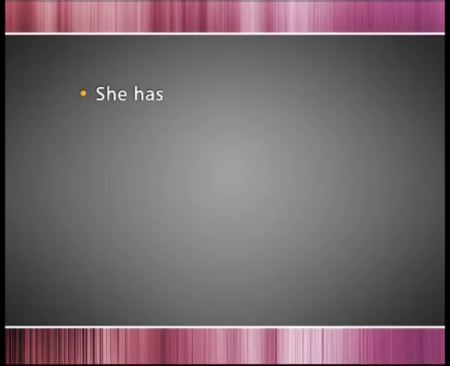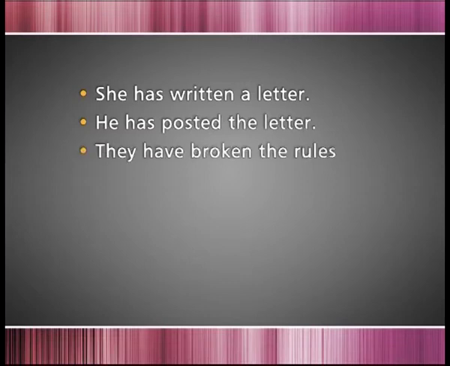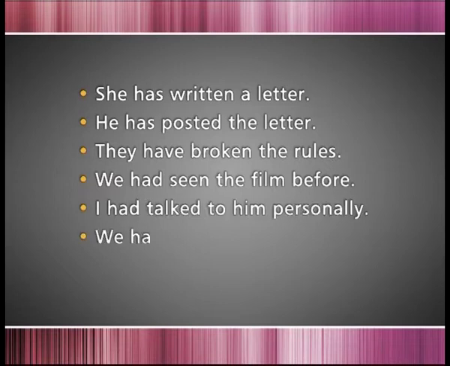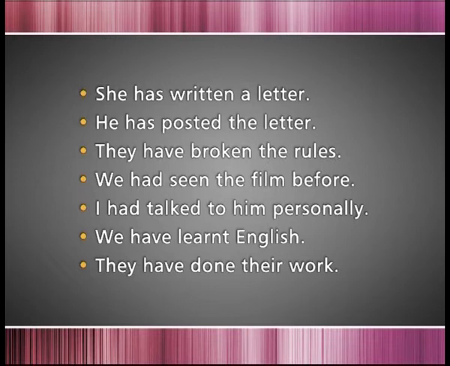The past participle form. This is the form the verb takes when it combines with the auxiliary have to form the present perfect or the past perfect tense. For example, she has written a letter. He has posted the letter. They have broken the rules. We had seen the film before. I had talked to him personally. We have learnt English. They have done their work.